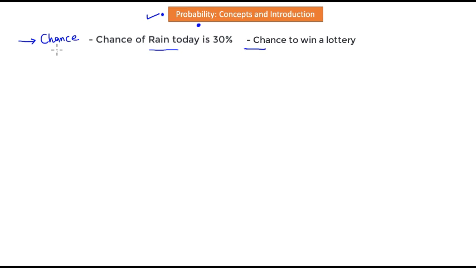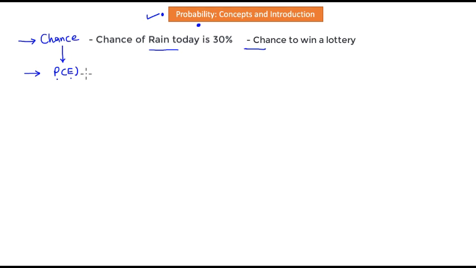Now, how do you put a number to a chance? That is where we convert the chance into a probability. And we will learn about that today: how do you put a number to a chance, or how do you calculate the probability of an event. All right. So the probability of an event is defined as P(E), where E is in parentheses. P stands for probability and E stands for the event.